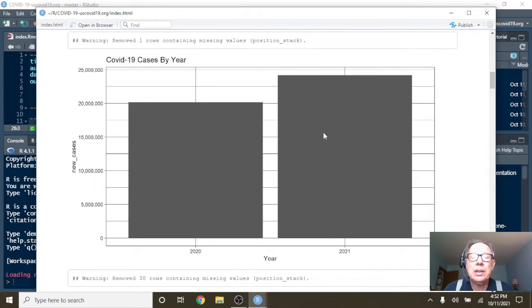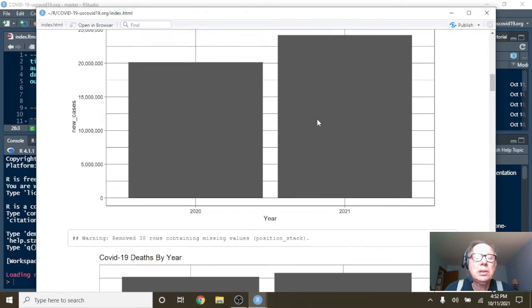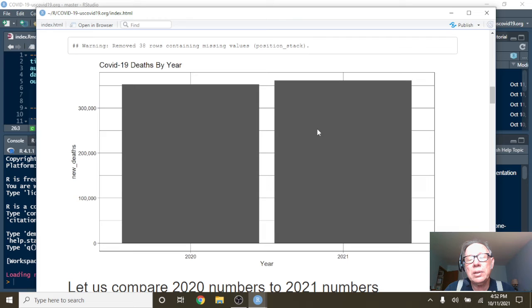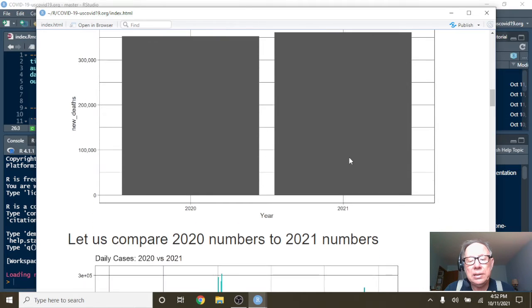Now, what you can see here is the 2021 cases. Despite a massive vaccination effort, we have more cases in 2021, 2.5 months in, than we had in all of 2020. And deaths, well, unfortunately, 2021 deaths have passed 2020 deaths. The question is, how many of these people are vaccinated?